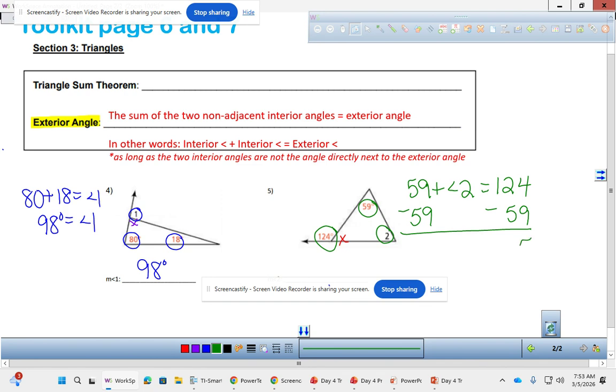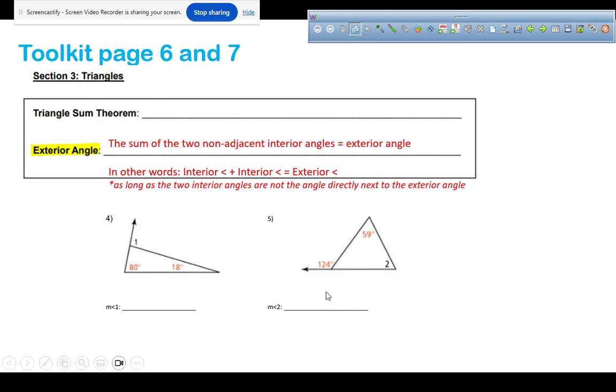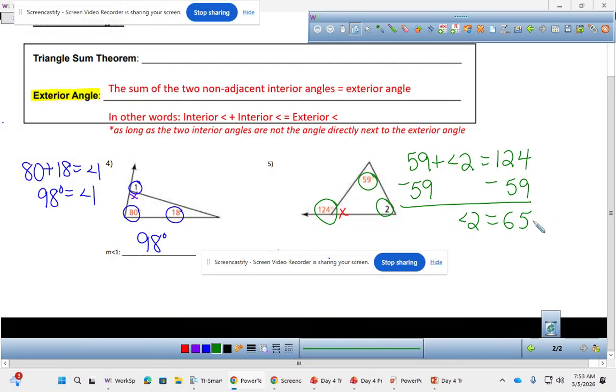I have space to write. All right, so I don't know what this question's saying because this box is blocking it. Is it saying what's angle 2? Yeah, 2. All right, so angle 2 equals 65 degrees. So just one new rule to add to our list. I have it written on the backboard there. Interior angle 1 plus interior angle 2 equals the exterior angle 3.